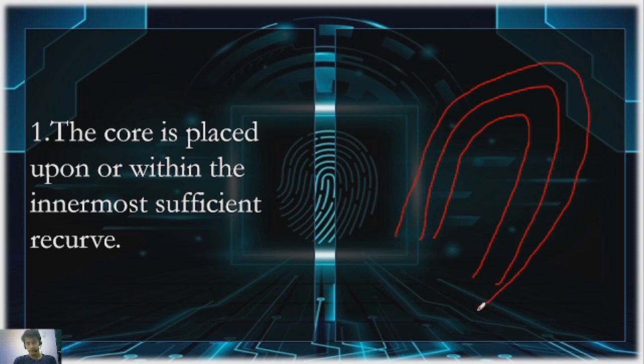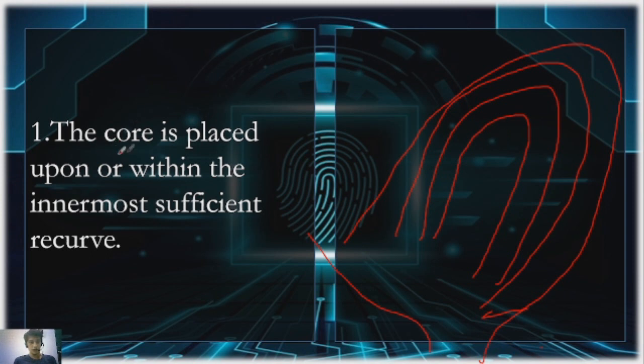All right, so this is a loop, a basic illustration of a loop pattern. So let's try to discuss here the rule. So it says here again, the core is placed upon or within the innermost sufficient recurve. So let's try to locate where is the innermost sufficient recurve in this loop pattern. So it's said to be this one, okay? This is the outermost. So let's try to find out where is the innermost. So the innermost sufficient recurve is in this part.